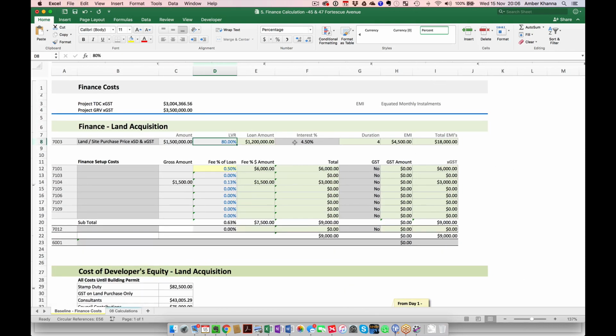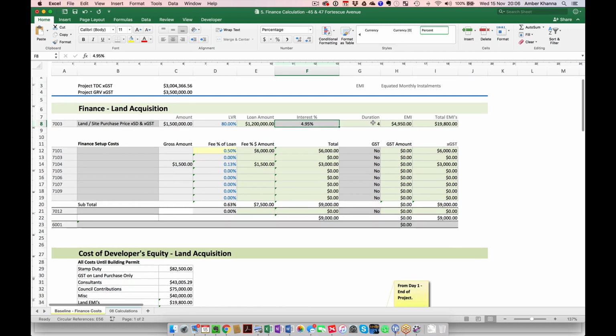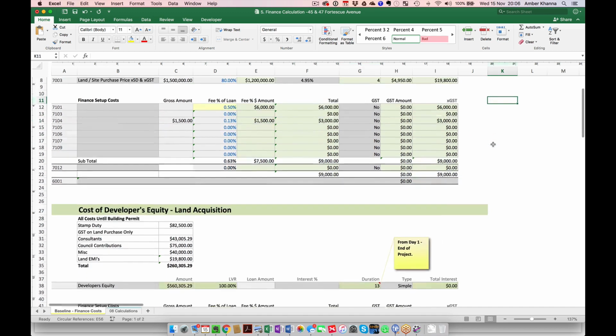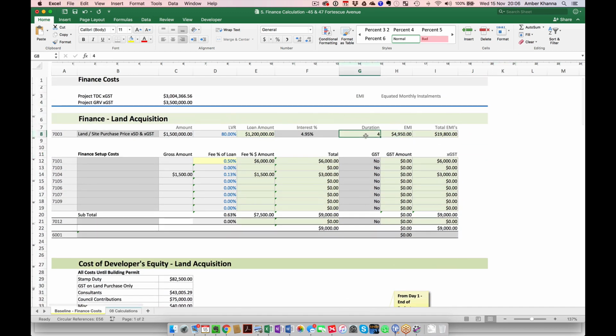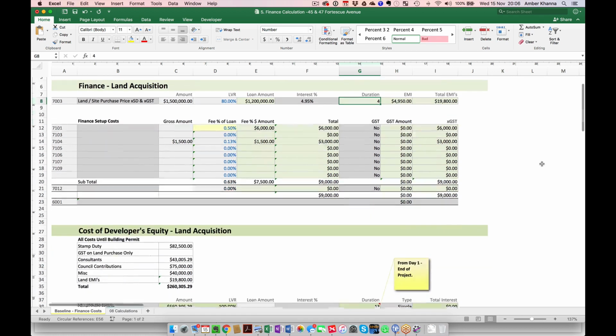On the land, you're borrowing 80% at 4.5% interest. I don't think you can get that. 4.95 is more like it, for 4 months before you get your pre-sales. Have you taken into account December, January? From 15 December to 15 January, the market just dies. Not a lot happens during that time.